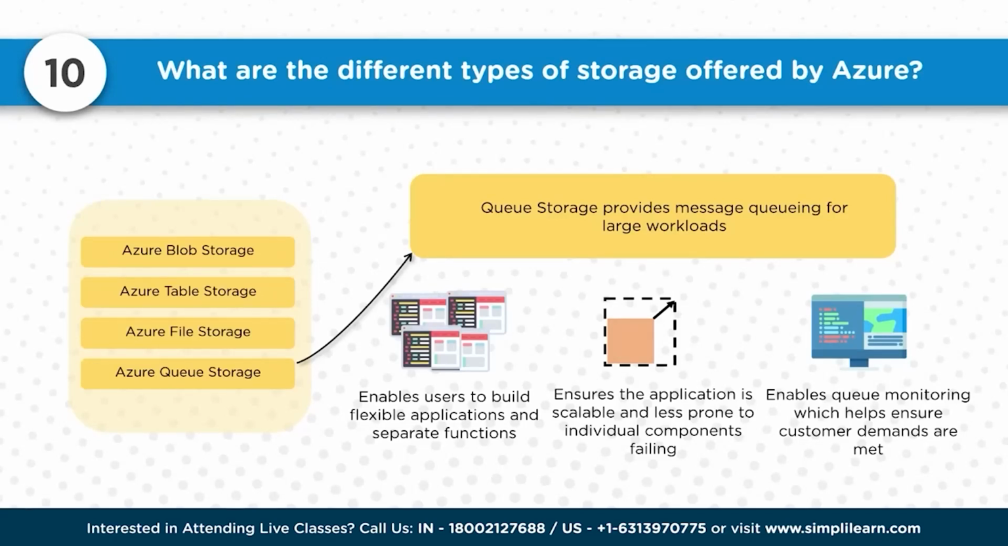So the queue storage, in short, provides message queuing for large workloads, and it enables users to build flexible applications and separate the functions one from another, so one failing doesn't affect the other application which is running healthy. And this queue storage ensures the application is scalable and less prone to individual component failures because they are decoupled, separate now. It also helps in monitoring the queue, which ensures the customer's demands are met. So the queue is a great component to monitor, so we understand how much peak we have reached for a particular application, service, or container.